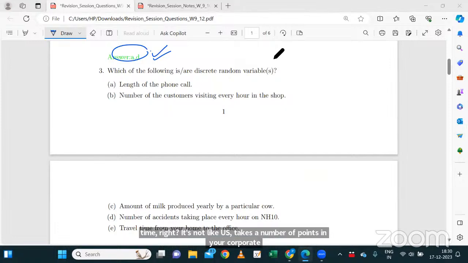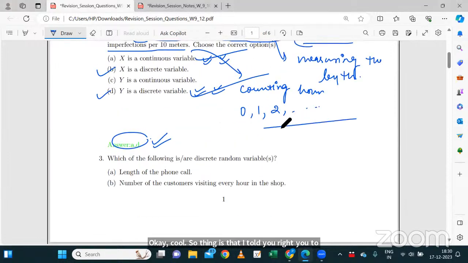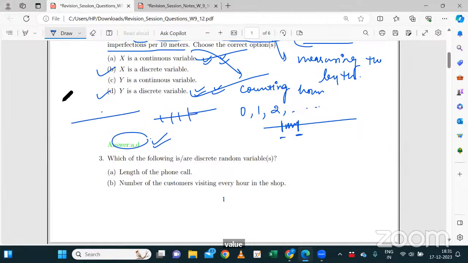So the thing is that I told you, right? You have to be a little bit careful whether it can take any value between these two or not. If it's taking only distinct values, right? Let's say in your pocket there are some coins, 1 rupee coin, 2 rupee coin, 5 rupee coin, some 50 paise, and a 10 rupee coin. Then it can take distinct values on the real number line, right? But can the stock price take distinct values?